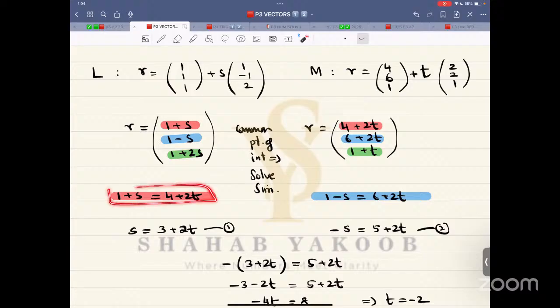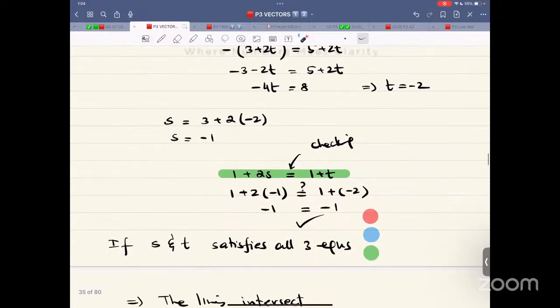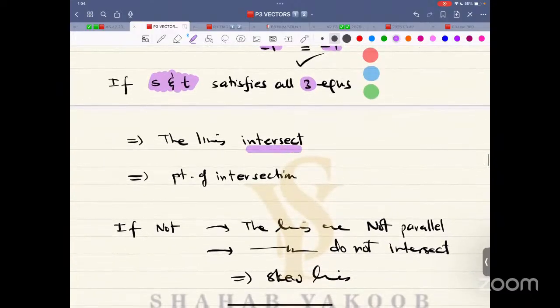I took the red equation, I took the blue equation, I solve it simultaneously. I get values of S and T. So one of them is S, the other one is T, this is T, this is S. Check it in the remaining equation. If both sides are equal, that means S and T satisfies all three equations. Therefore, the lines intersect and we get a point of intersection.